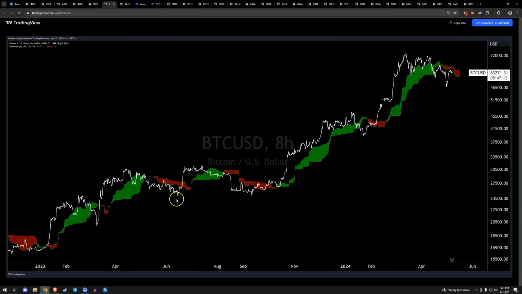We can look at how it acted in June, how it acted in September, how it acted in March 2023, right? It just says this needs more time. Needs more time at the moment. Wait for bullishness on the 8 hour. Wait for price back above the cloud on the 8 hour.